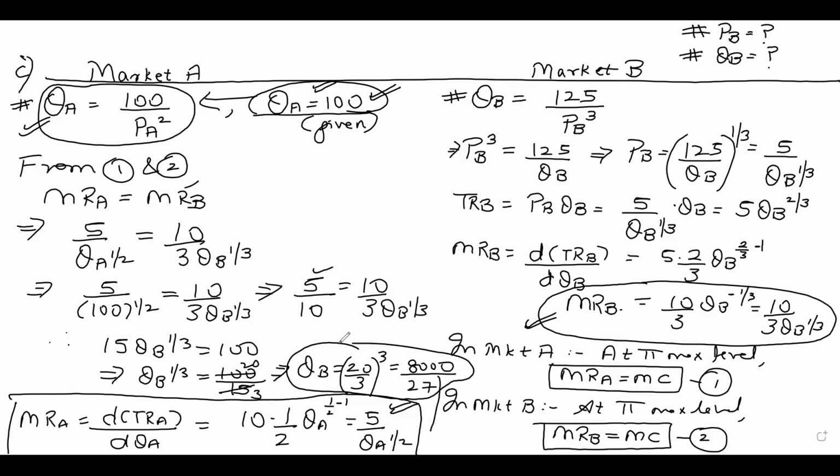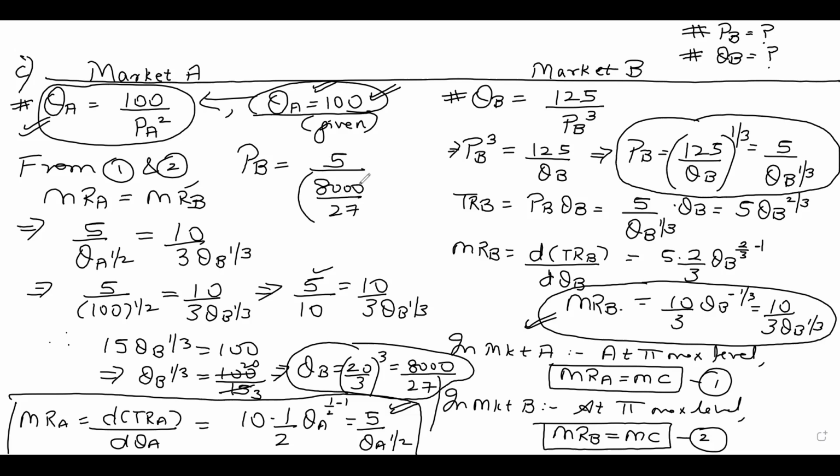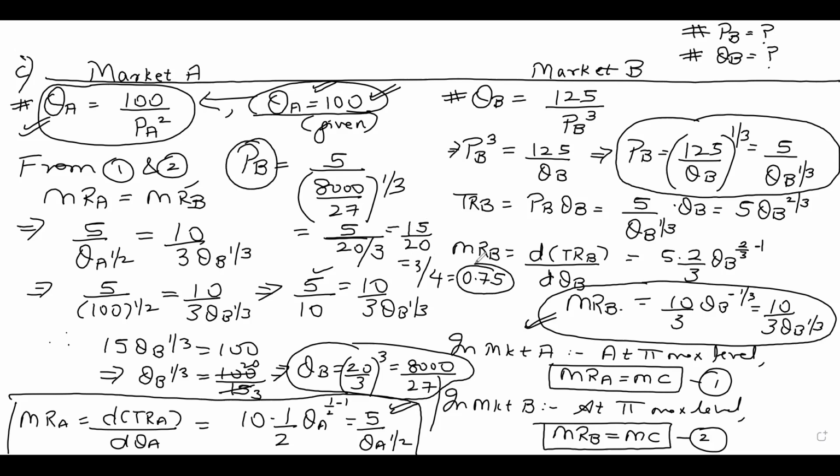And now I can quickly calculate PB. Okay, so what was the expression for PB? Look at this. PB is nothing but 5 upon QB to the power 1 by 3. So PB is 5 upon how much is QB? QB is 8,000 by 27 to the power 1 by 3. So 8,000 to the power 1 by 3 is 20, and 27 to the power 1 by 3 is 3. So this is going to be 15 by 20, which is 3 by 4, which is 0.75. So the price charged in market B will be equal to 0.75.